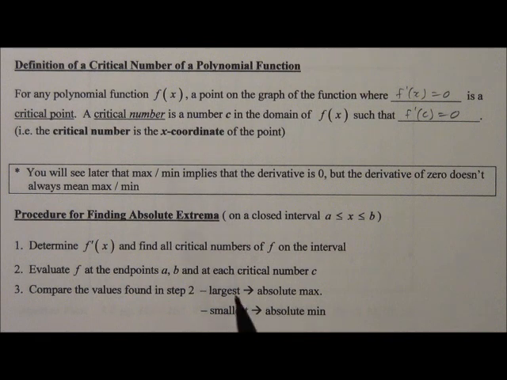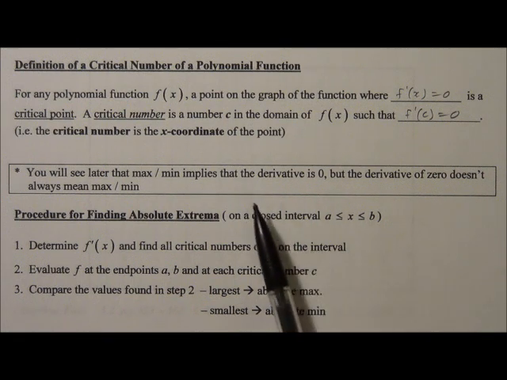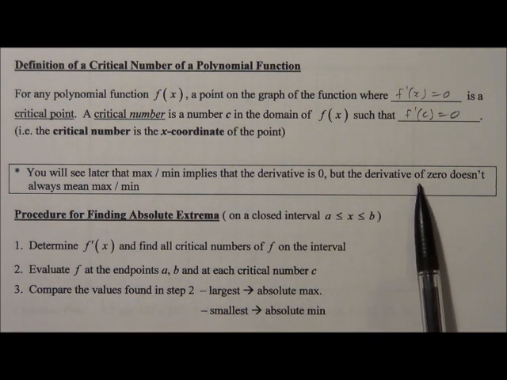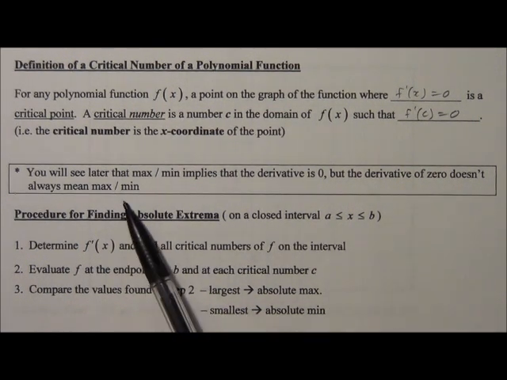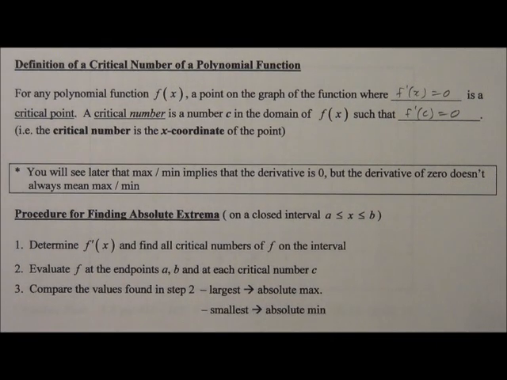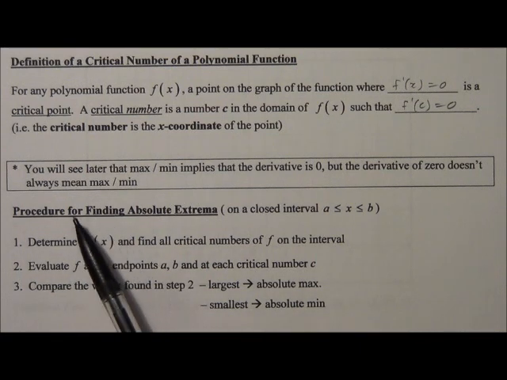So we will see later, in a couple of lessons perhaps, that a maximum or a minimum implies that the derivative is 0, but a derivative of 0 does not always mean a maximum. So a derivative of 0 does not always mean a maximum, but a maximum does imply a derivative of 0. Okay, you'll see that in a day or two.